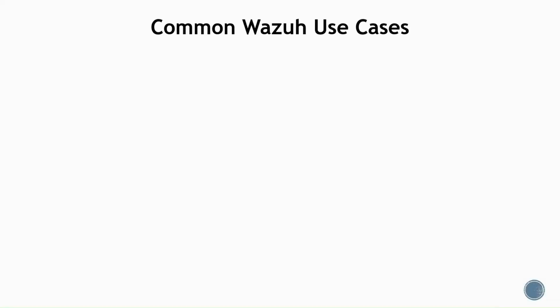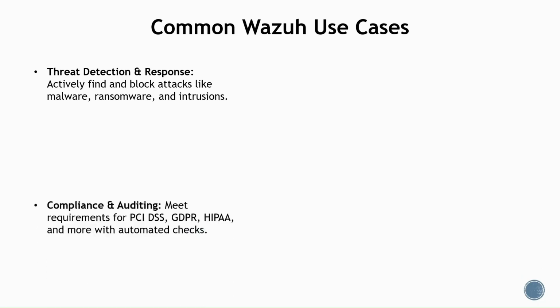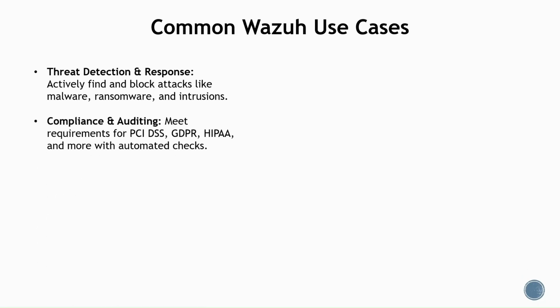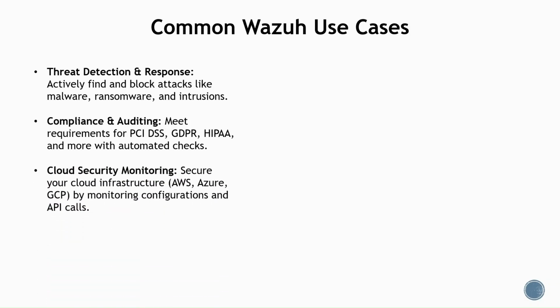Okay, so we talked about the features, but what do people use it for in the real world? Well, the most common use is for threat detection and response. It is used to find and stop attacks like malware, ransomware, and other intrusions. Another big one is compliance. Compliance users use its automatic checks to help them follow strict rules like PCI DSS, GDPR, and HIPAA. And it is also great for cloud security monitoring. You can use it to protect your cloud systems like AWS, Azure, and GCP by watching for security mistakes.